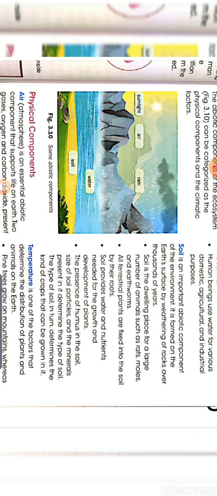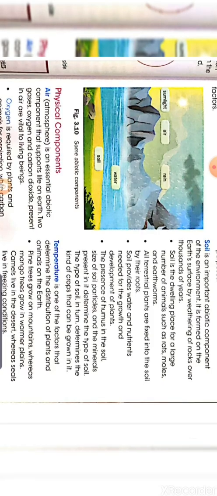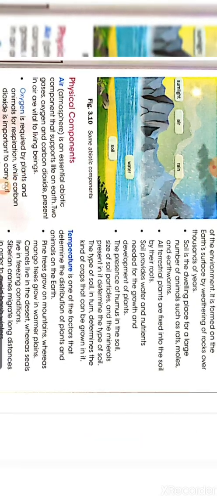Next is soil. Soil is the dwelling place for a large number of small animals like rats, earthworms, etc. They make burrows in the soil and they stay there. All the terrestrial plants are fixed in the soil by their roots, and soil provides the proper water and nutrients, so that they help in the growth and development of plants.